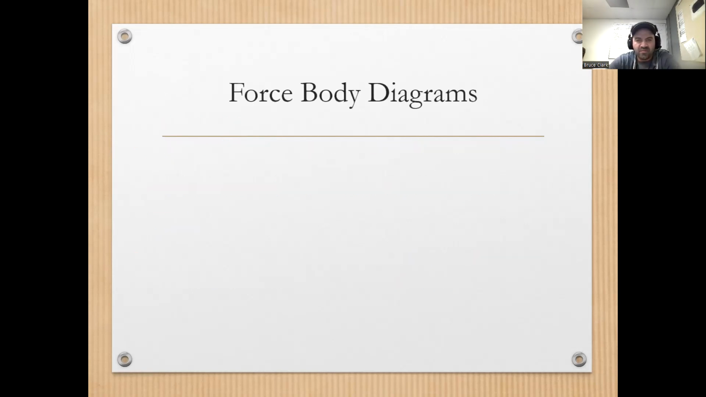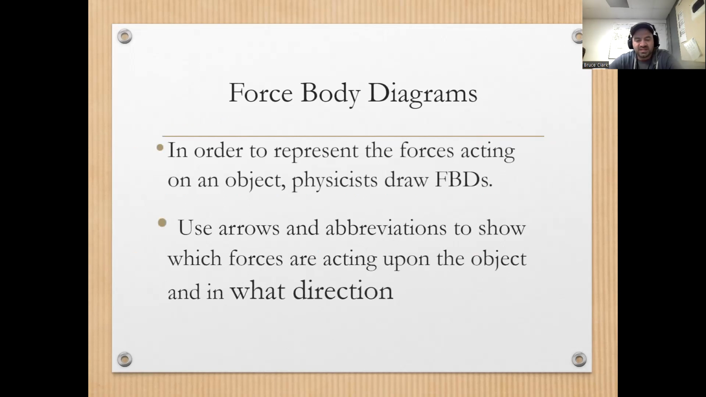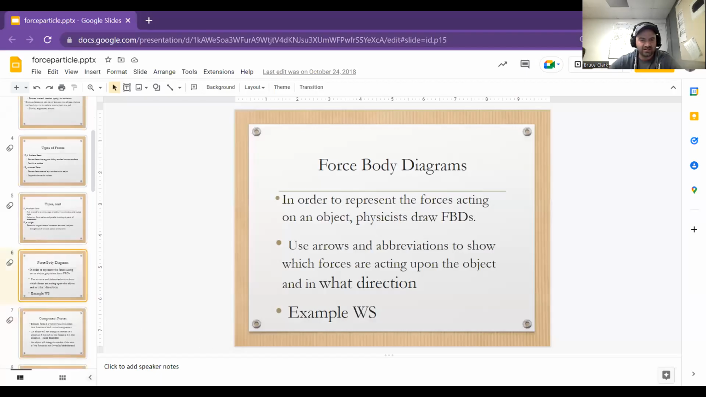Before we add any numbers, we are just going to get started by drawing which direction forces are going. In order to represent the forces acting on an object, physicists draw free body diagrams. We're just going to use arrows and abbreviations to show which forces are acting upon the object and in what direction. Let me pull up our worksheet today so that we can see this together.